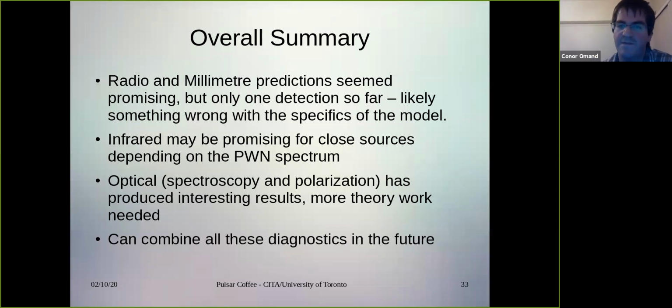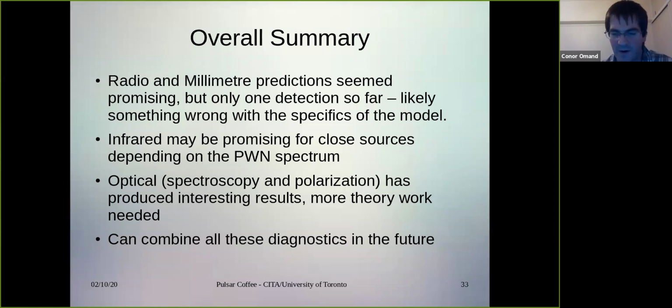Infrared may be promising for close sources, less than 1 gigaparsec, but again, this really highly depends on the pulsar nebula spectrum. If they're Crab-like, which we will probably see in radio and millimeter, then we wouldn't see them in infrared. But if they're non-Crab-like, then we should be able to see them in infrared. Optical, late-time spectroscopy, and polarization studies have produced interesting results observationally, but more theory work is needed.